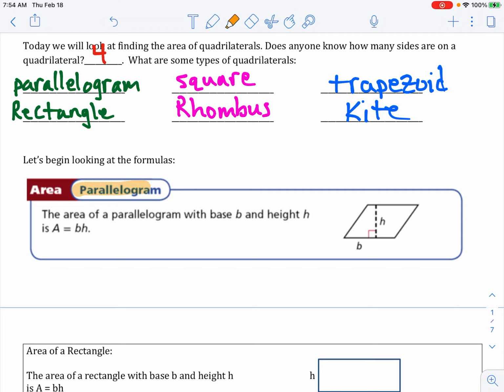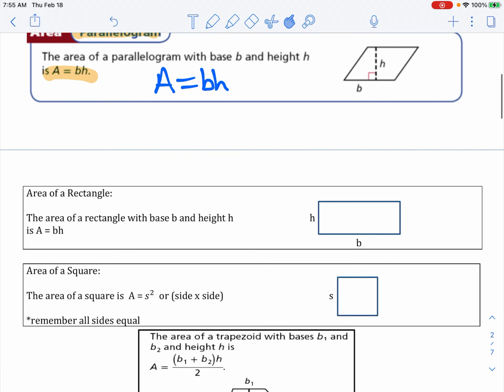So first, let's look at a parallelogram. A parallelogram's area is base times height. So area equals BH, base times height. Notice over to the picture, the base is the bottom, and the height drops straight down from the two parallel sides that are non-diagonals. All right, so area of a parallelogram is base times height.